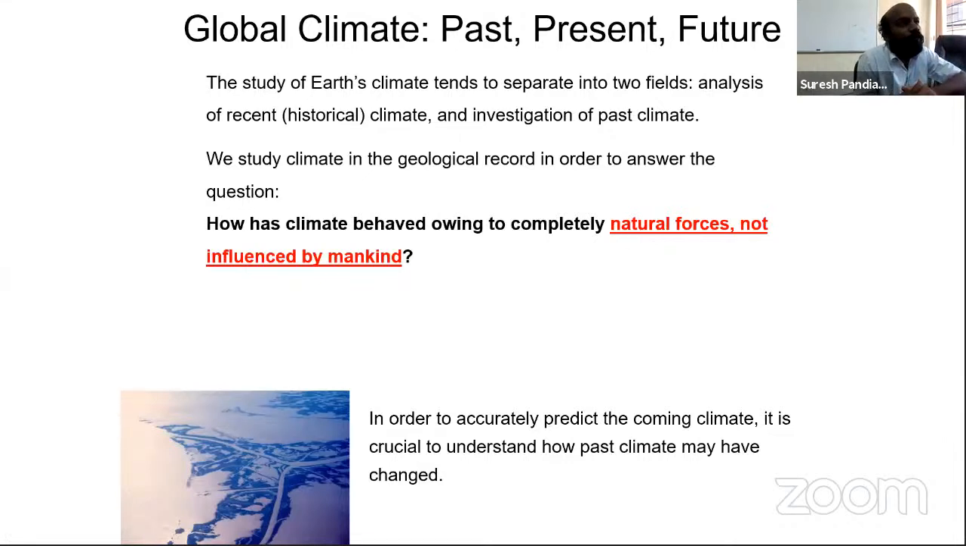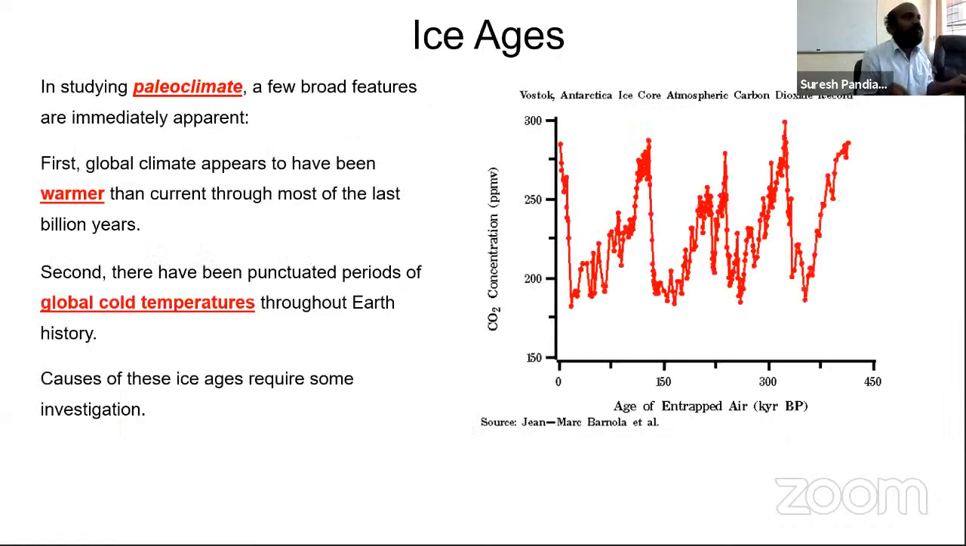Whenever we talk about pollutants, it involves both components, because even if you wipe out the entire humankind from the earth, the particulate matter or air quality levels of pollutants emitted into our atmosphere will not be zero. There are always other background sources and many natural sources contributing to the key air pollutants. So this is the study. In studying paleoclimate, a few broad features are immediately apparent.